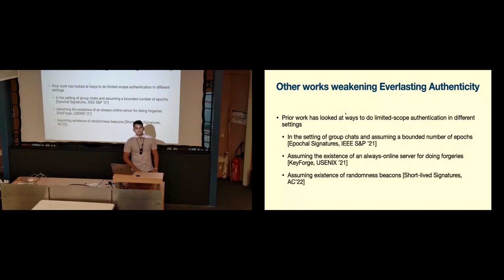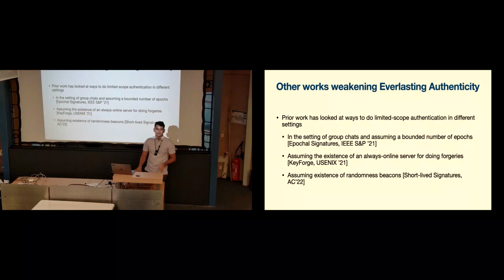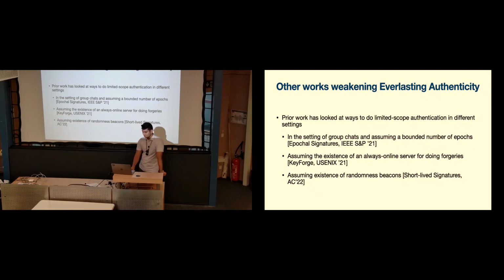So there has been a line of work that explores how we can deal with everlasting authenticity, right? We basically need to get rid of this property that signatures are verifiable forever. The only purpose of signatures in this case is for the receiver to verify the sender's identity, so let's limit the scope of authentication, right?